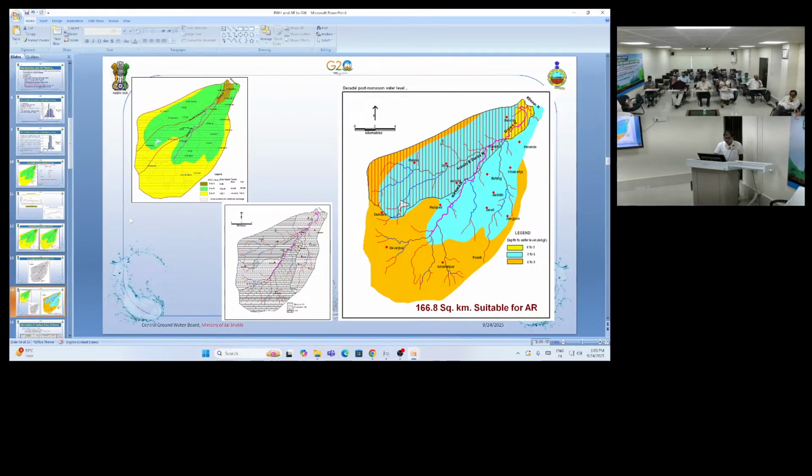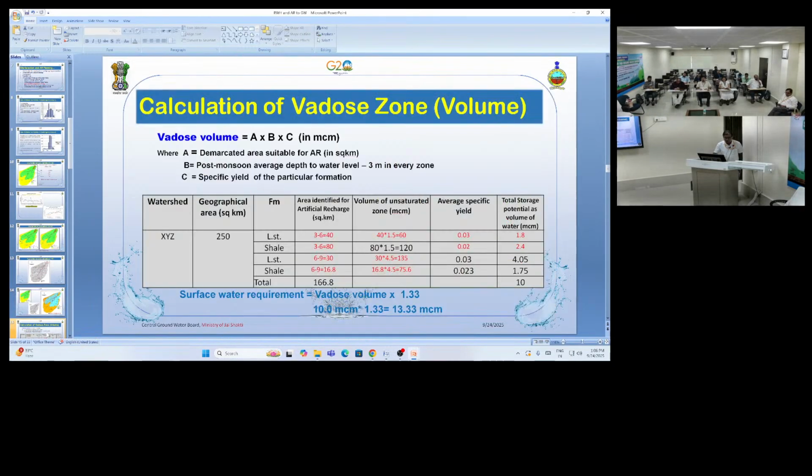Now plot both these things, your geology and this area chosen earlier. From that area, this whole yellow portion chosen earlier, it is now showing from geology that it is very hard and compact. So we will not choose it for recharging. The rest of the remaining area, about 166.8 square kilometer approx, is where we will go for recharging. That way we will plan the area to be recharged.